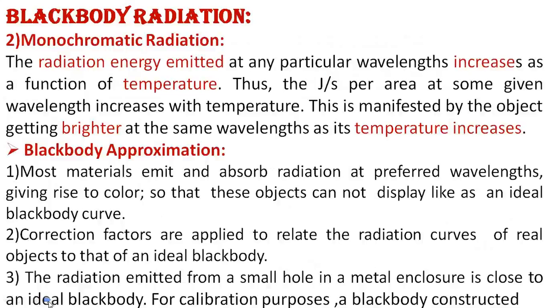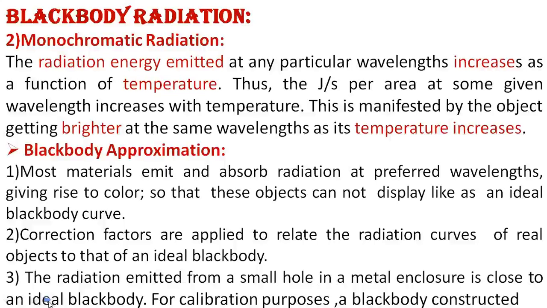Next one is monochromatic radiation. The radiation energy emitted at a particular wavelength increases as a function of temperature. Joule per second per area at some given wavelength increases with temperature. This is manifested by the object getting brighter at the same wavelengths as its temperature increases.